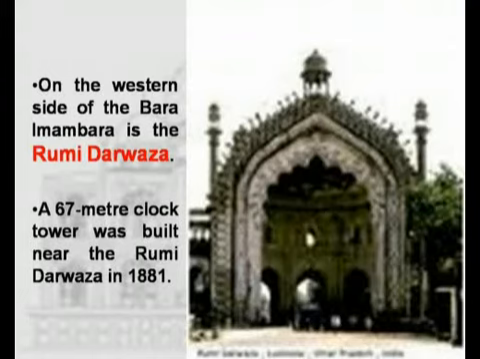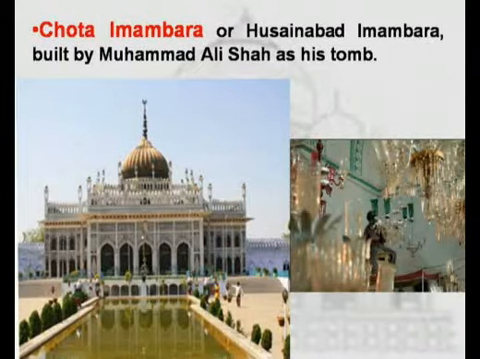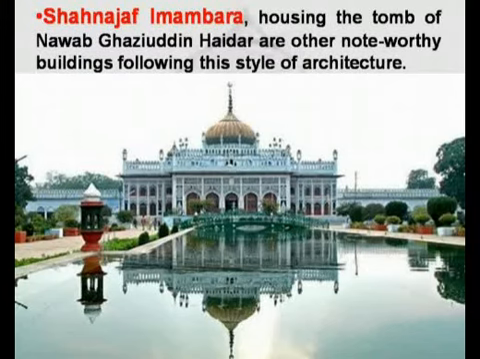On the western side of the Bada Imam Bara is the Rumi Darwaza, in which ornamental designs radiate from the base to the top on both the sides in the most expressive manner. The Chota Imam Bara was built by Muhammad Ali Shah as his tomb. The Shah Najaf Imam Bara, housing the tomb of Nawab Ghazi-ud-Din Haidar, are other noteworthy buildings.